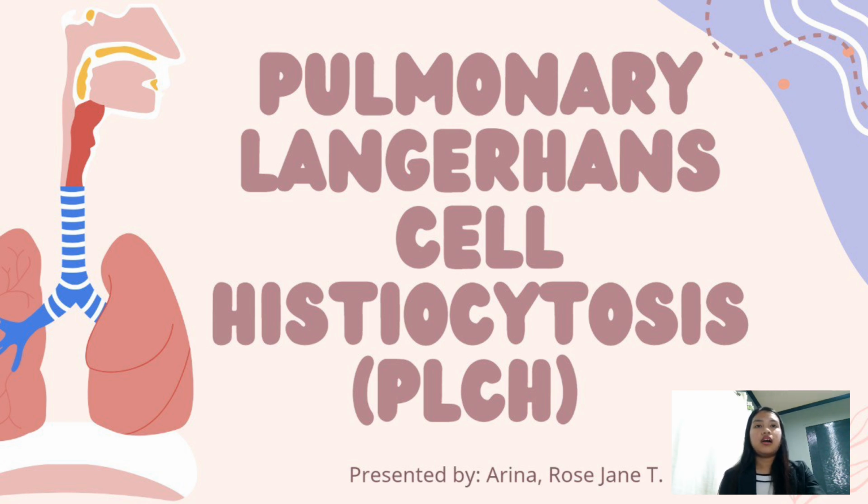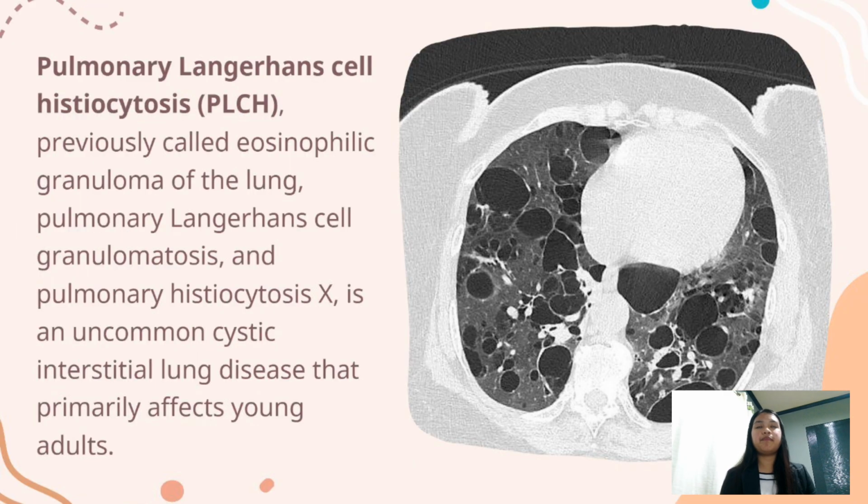So what is this PLCH or pulmonary Langerhans cell histiocytosis? Previously it was called eosinophilic granuloma of the lung, also pulmonary Langerhans cell granulomatosis, and pulmonary histiocytosis X. It is an uncommon cystic interstitial lung disease that primarily affects young adults. PLCH is a rare disease that affects the lungs. It is characterized by the abnormal growth of the Langerhans cells.